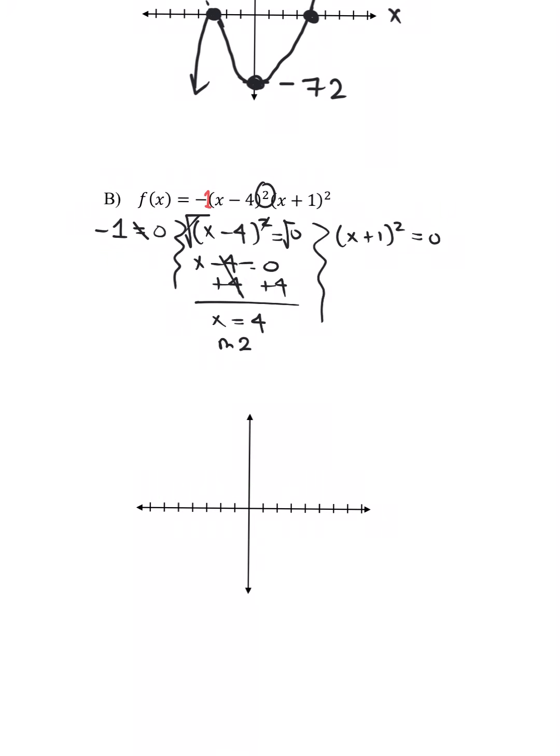So 1, 2, 3, 4. And it's going to turn there, right? Because it has a multiplicity of 2. So I'm going to remind myself, don't forget to turn there. Don't go through, turn there.